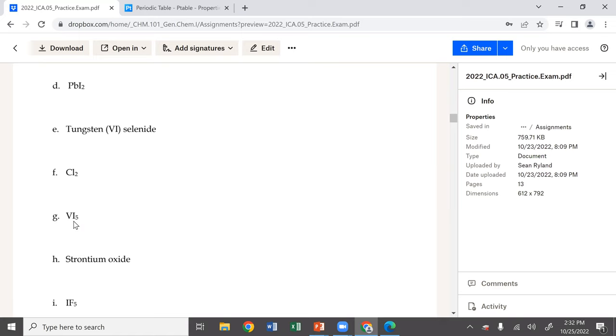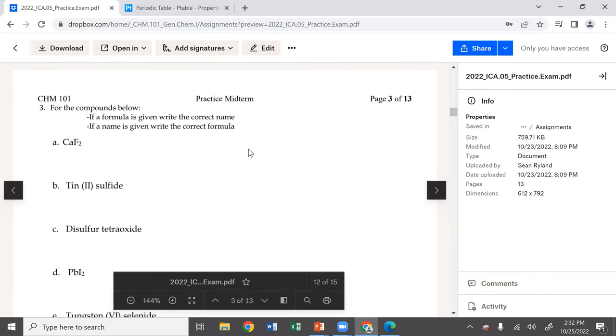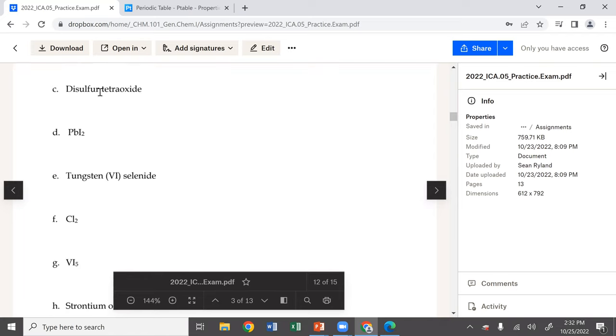Okay. This is where the individual rules are hard, knowing which set to use, right? So you're never going to use those di-, tri- prefixes unless it's only nonmetals. So these are all ions on this one. It just says if a name is given, write the correct formula. It doesn't say that they're all ions. Okay. So disulfur tetraoxide, we can do that, right?